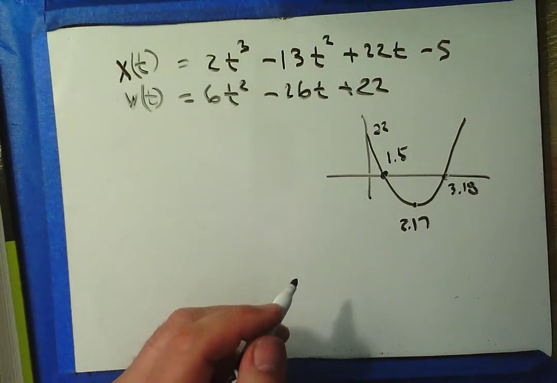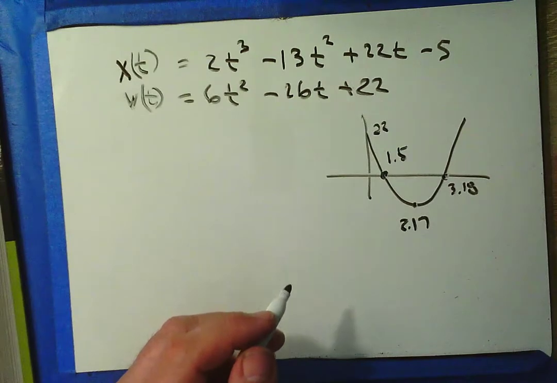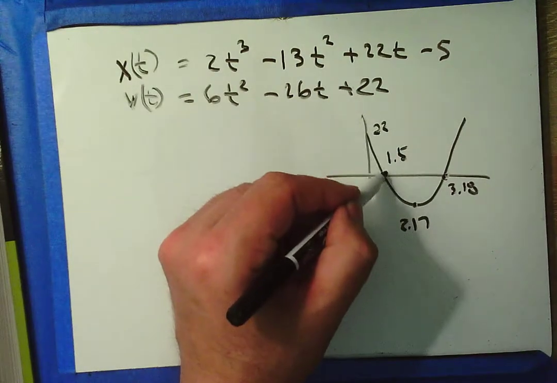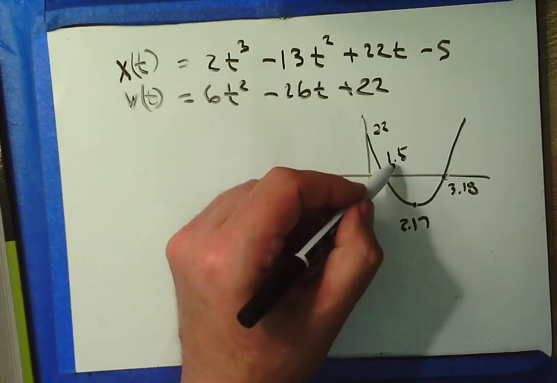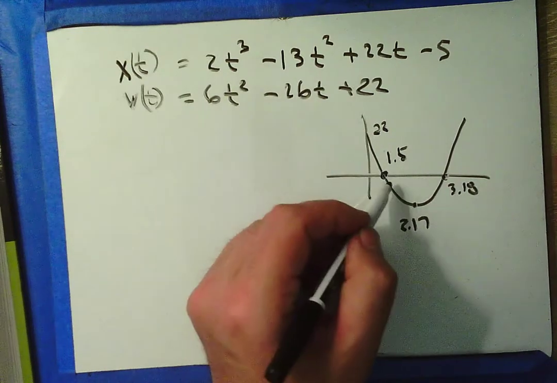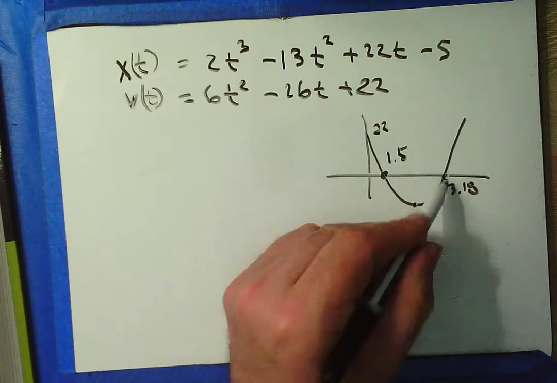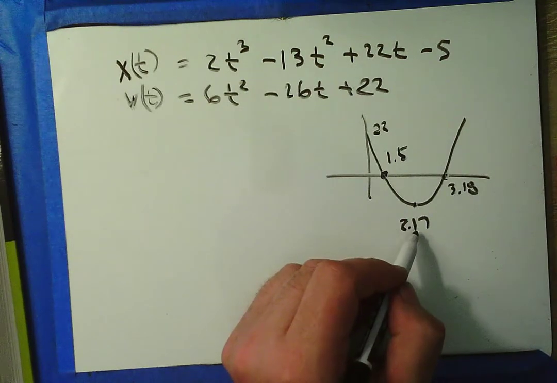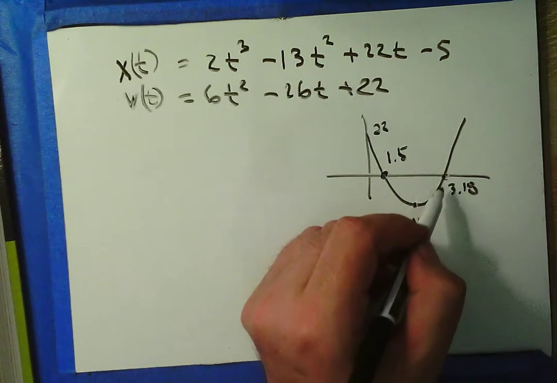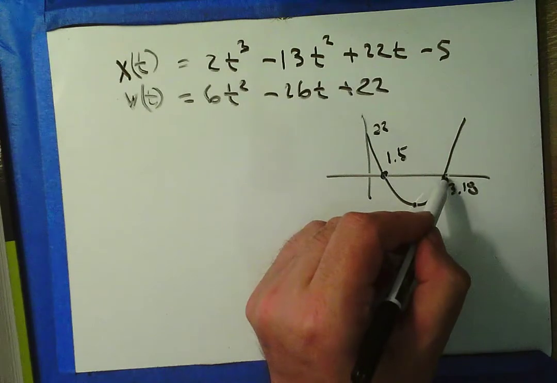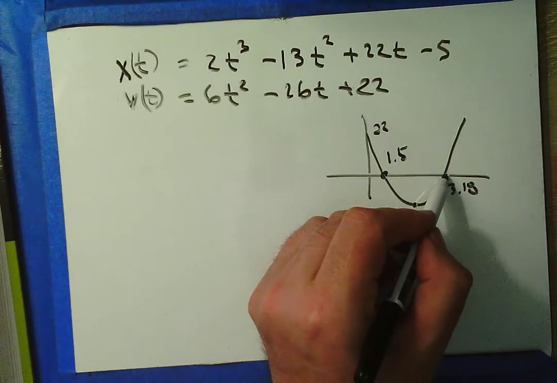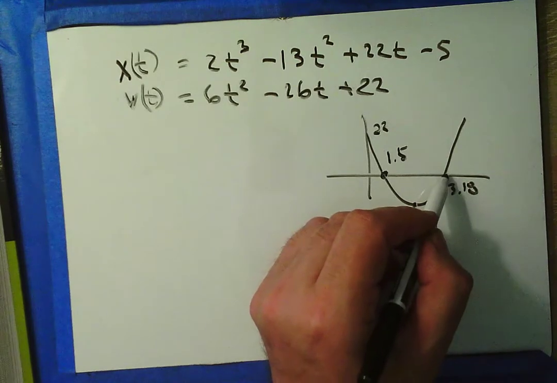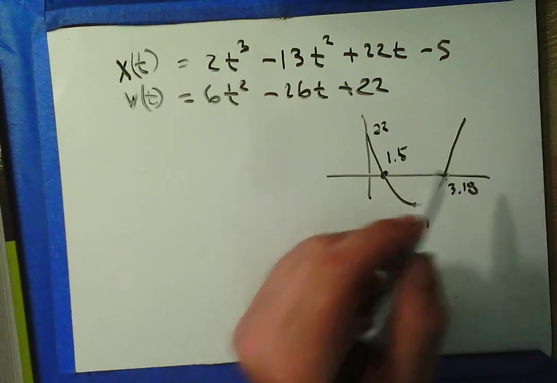So what can we say? Well, I see velocity is positive, so the object is moving to the right until this moment in time. Then the velocities are negative. I reach my maximum negative velocity at time 2.17, and then we start slowing down again. We're still moving to the left. At time 3.18, we stop moving to the left and we start moving to the right again.